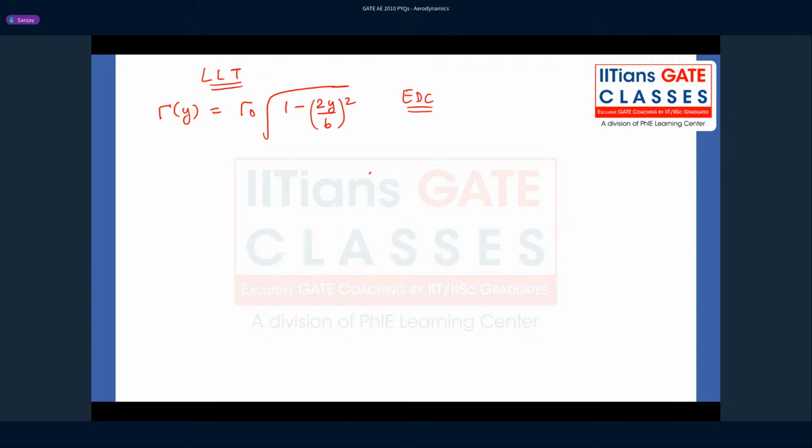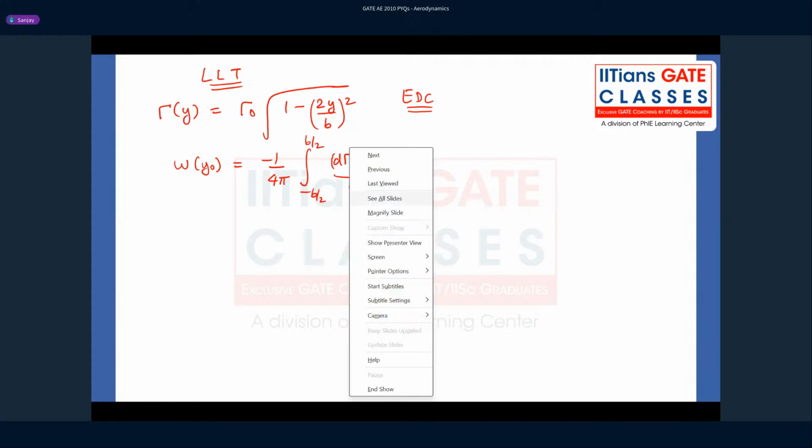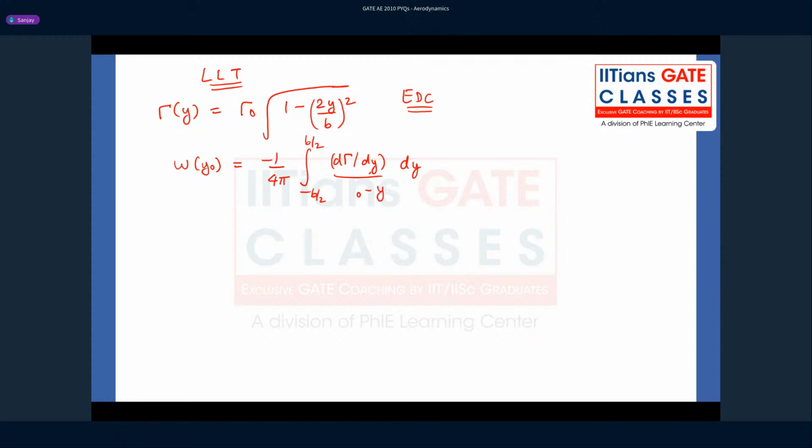All right. Now, when you are given such a circulation, you can find out the downwash. So how will you find the downwash, guys? There's a formula to find the downwash, right? Which is minus 1 by 4 pi. You integrate it from minus b by 2 to b by 2, which is the span of the wing, right? d gamma by dy times dy by y naught minus y. Okay, so you have to basically evaluate this integral to find out the downwash.